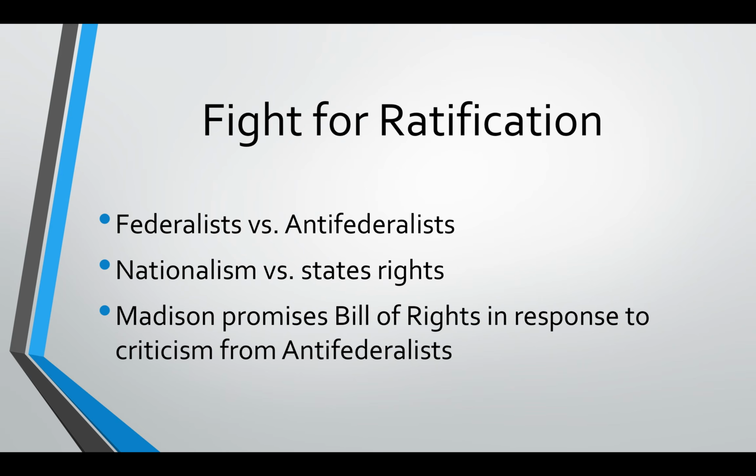Ratification of the new Constitution was not seamless. The Federalists were the voice of nationalism, which meant a strong national government. The Anti-Federalists were the voice of states' rights, those who supported the ideas behind the decentralized Articles of Confederation. Anti-Federalists attacked the Federalists for invading citizens' rights. Madison responded to the criticism by introducing amendments to the Constitution, which became the Bill of Rights. New York and Virginia were eventually the last states to ratify the new Constitution.